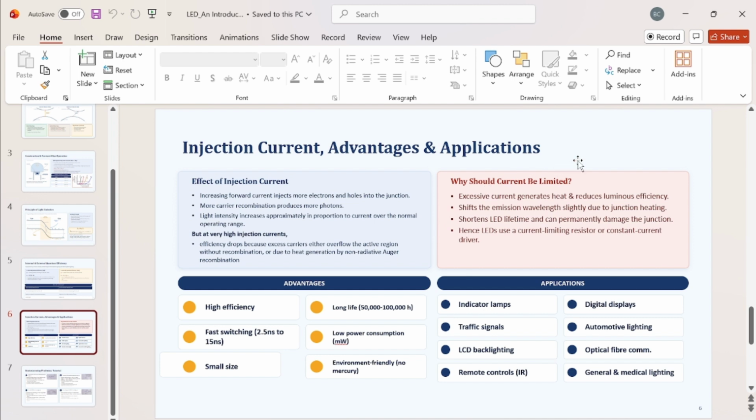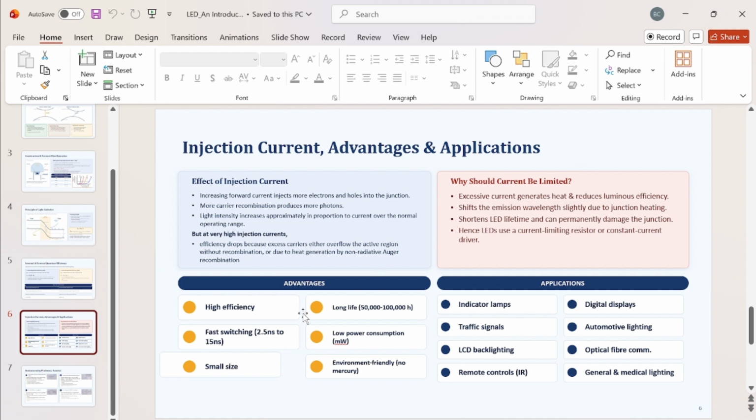So to limit this injection current, normally a limiting resistor is used in series with the light emitting diode, so that excessive current does not flow through the device and there is no loss in the efficiency of the device.